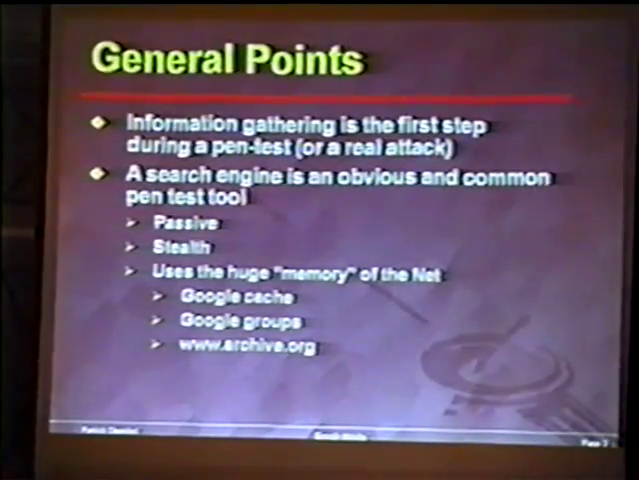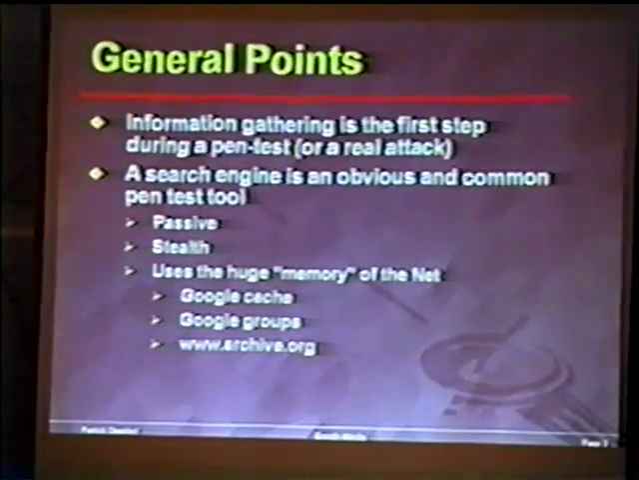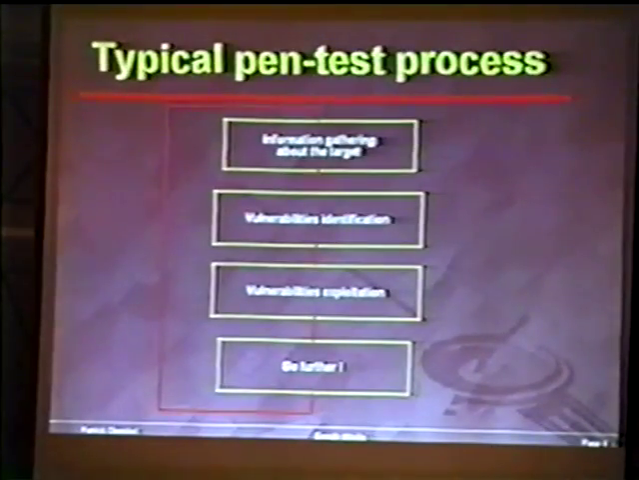Okay. So Google has a cache. Google also has news groups, and you have also the website called archive.org. And you can find on this website all the old versions of websites on the internet. It's very, very interesting for a pen tester and also for an attacker.